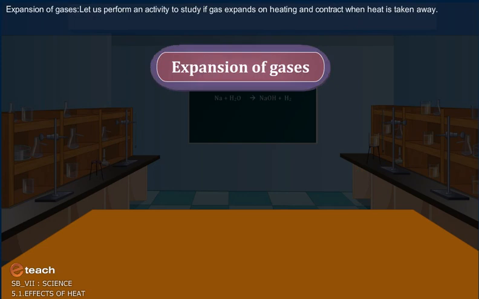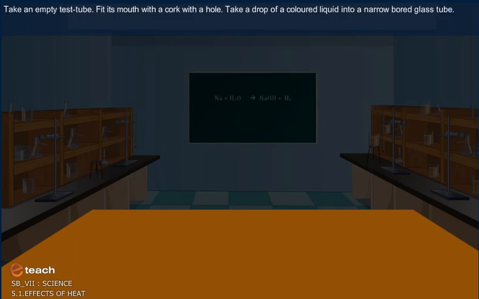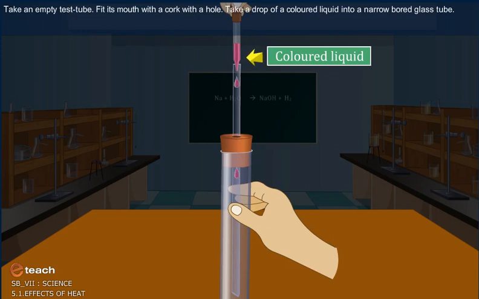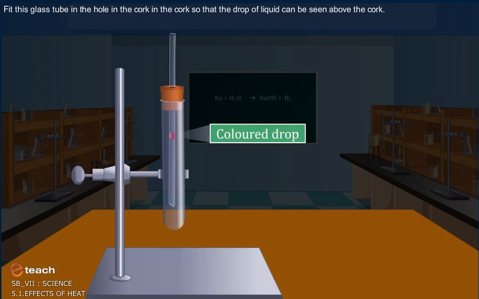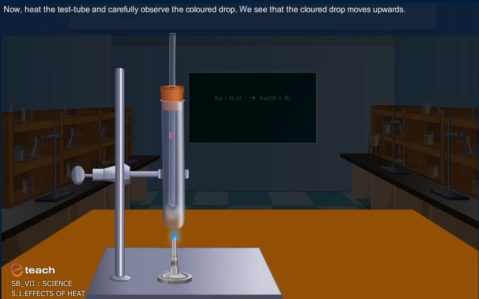Expansion of gases. Let us perform an activity to study if gas expands on heating and contracts when heat is taken away. Take an empty test tube. Fit its mouth with a cork with a hole. Take a drop of a colored liquid into a narrow-bored glass tube. Fit this glass tube in the hole in the cork so that the drop of liquid can be seen above the cork. Now heat the test tube and carefully observe the colored drop.